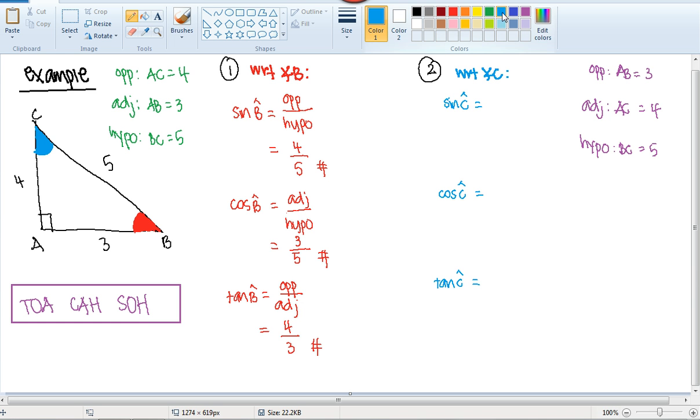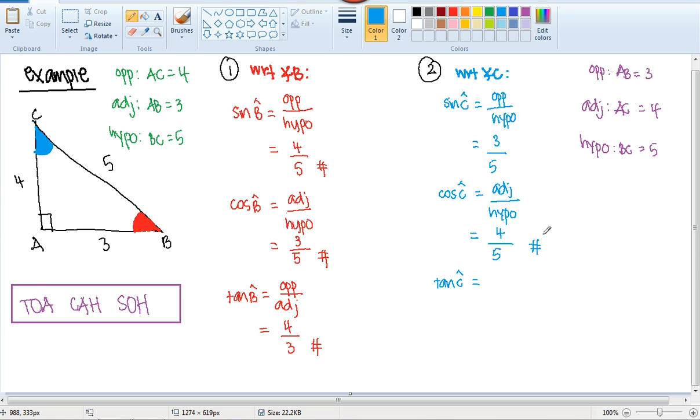Okay, so with that, let me fill in my three trigo ratios with respect to angle C. So sine angle C, I'm going to make use of SOH. So it's opposite over hypotenuse. Opposite, I have got 3. Hypotenuse, I've got 5. Okay, cosine angle C. Cosine, I'm going to make use of CAH. So it's C, A for adjacent, H for hypotenuse. So adjacent is length AC, which is 4 units, divided by hypotenuse, which is BC, 5 units.